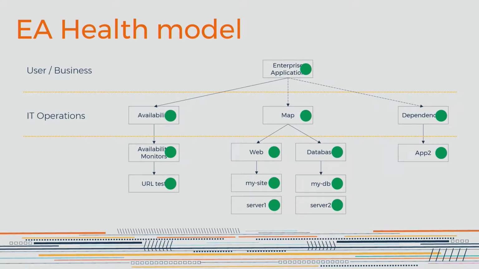Is it this app that's directly down, or is it one of the things it depends upon? Is this thing affecting end users or not? So they want that distinction. And then your actual app teams, they're the ones who want to be able to see everything inside the app and where things are going wrong.